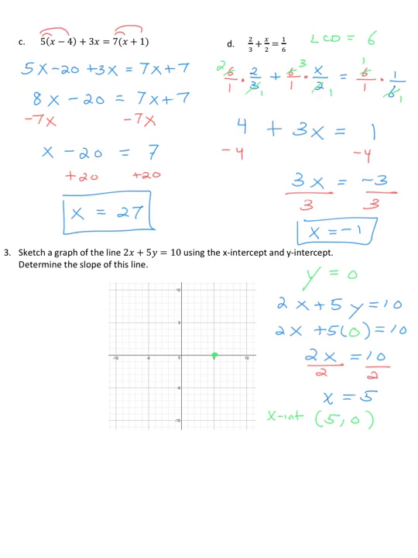If I can also find the y-intercept, where the graph crosses the y-axis, I'll have 2 points, which is enough to graph a line. So let's find that. To find the y-intercept, this time I'm going to let x equal 0 in my equation. So we take 2x plus 5y is equal to 10. In place of x, I'm now going to put 0.